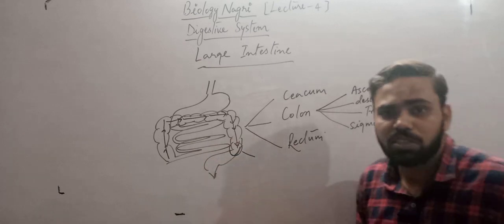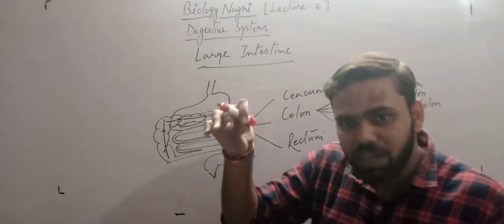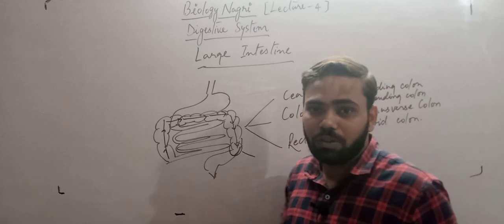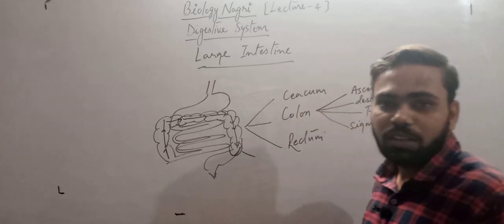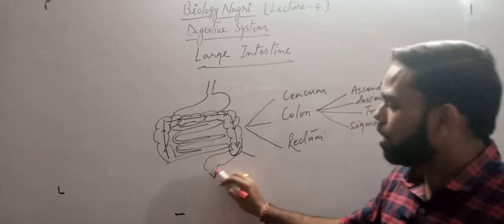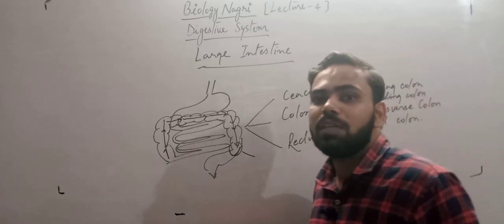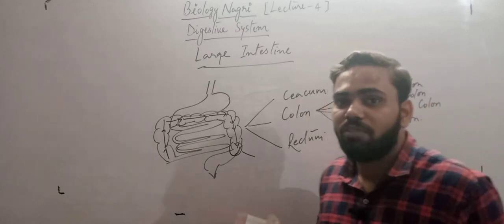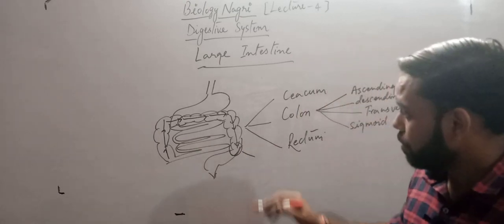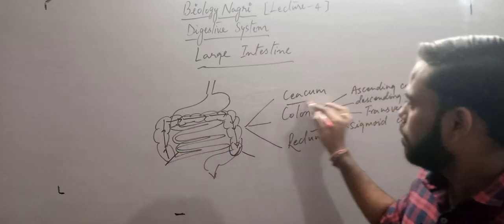Here the waste or fecal substance is stored for a period of time until the call of nature arrives. Okay. And on the order of the CNS, when a certain amount of fecal matter has been stored in the rectum, it will be discharged from the body. So in human beings, we call it fecal matter or fecal substance, the solid waste. Now the first part is called the cecum.